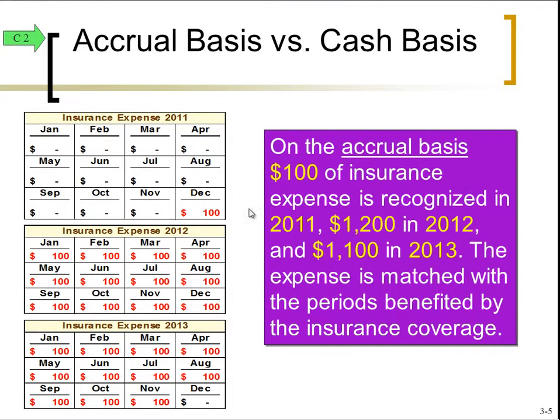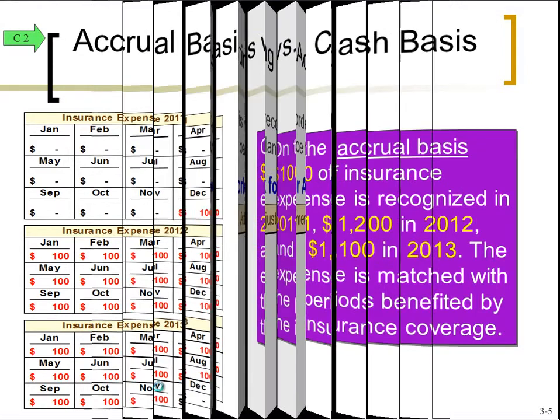So here we have December of 2011 just gets $100. The year of 2012 gets $1,200 because there's 12 months using that benefit. And 2013 only gets $1,100 because there's 11 out of the 12 months that are using the benefit of that insurance. So it's all about when is the expense incurred, when is the benefit used up.